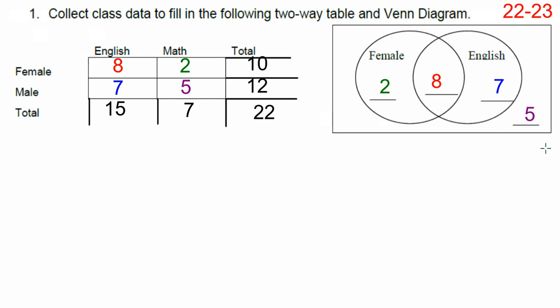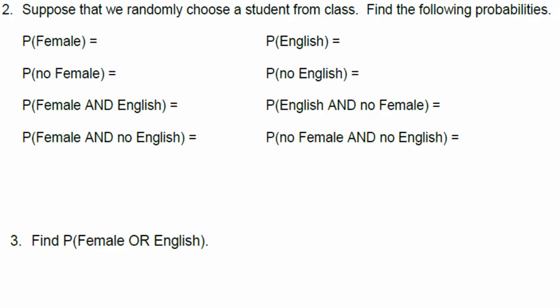Now that we have the data represented in our two-way table and our Venn diagram, we're going to answer some questions with probabilities. Suppose we randomly choose a student from the class, and we want to find the following probabilities. Based on the descriptions here, let's have you write the probabilities. We're out of 22 students. Don't worry about simplifying the fractions right now. Let's just figure out what the chances are that these items occur, and then we'll go from there. We're going to pause the video at this point. Answer those questions with your pencil, and we'll resume to check if you're on target.